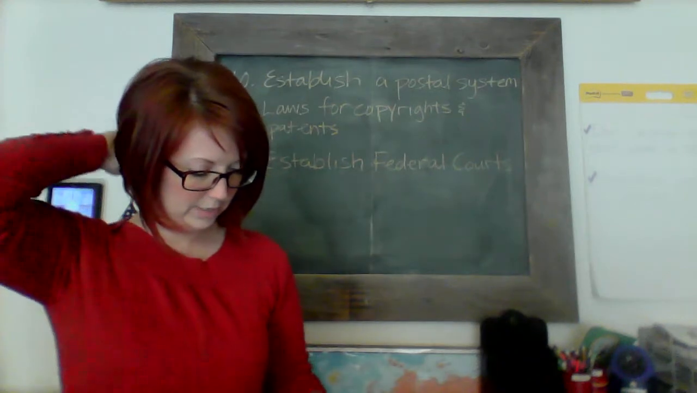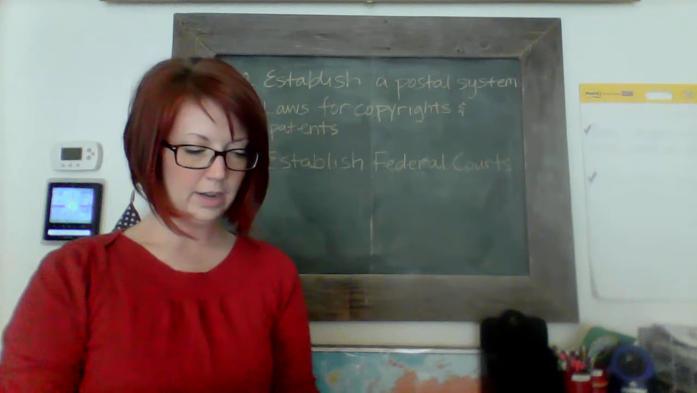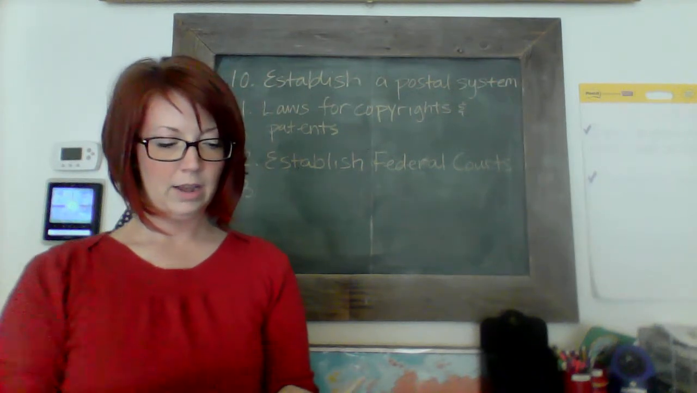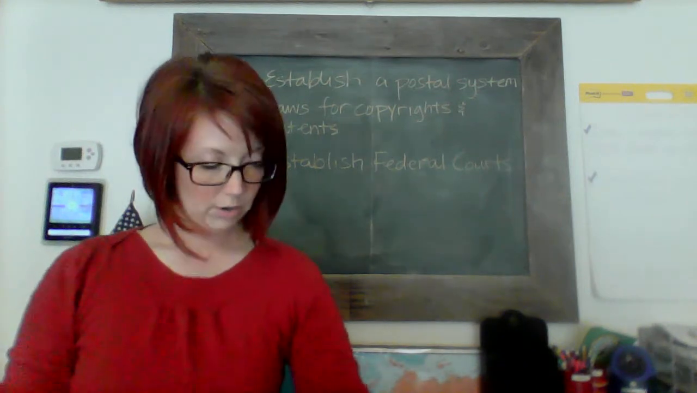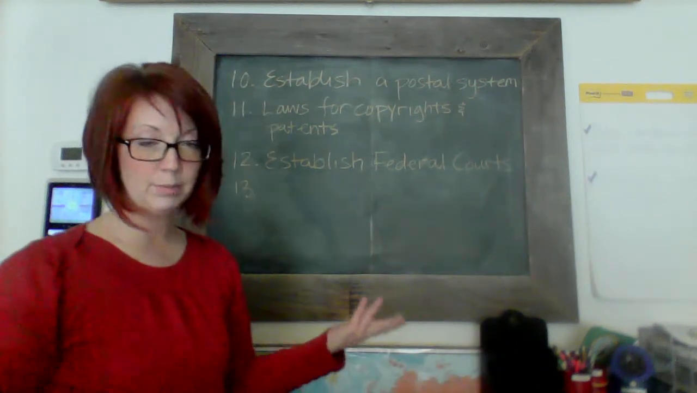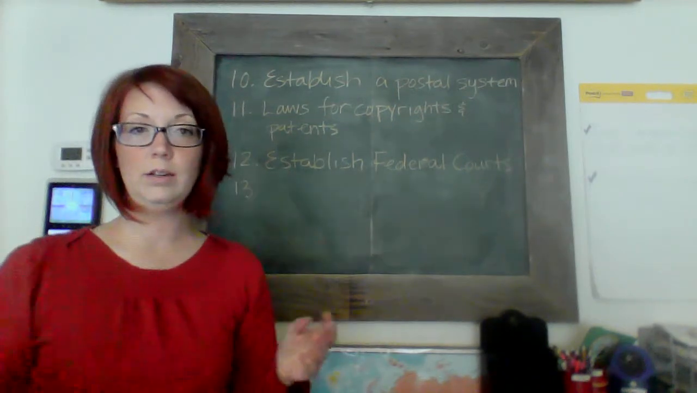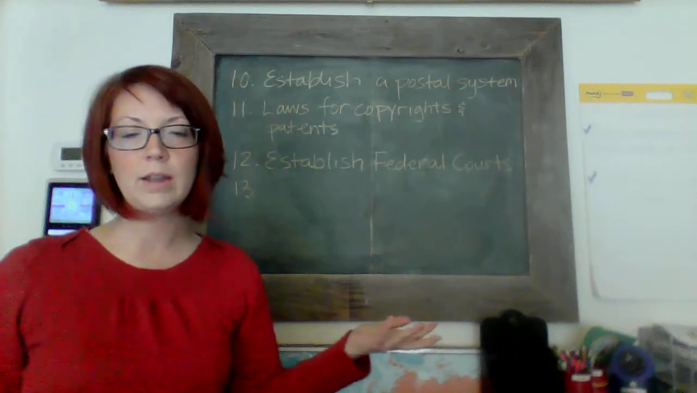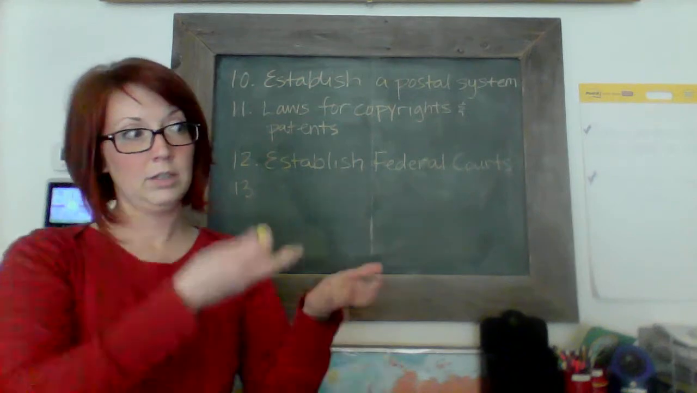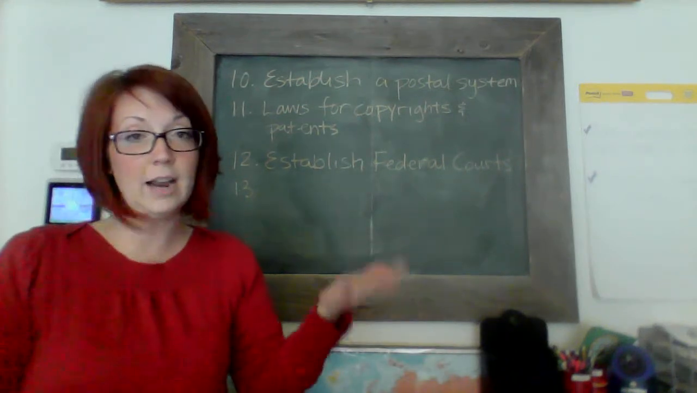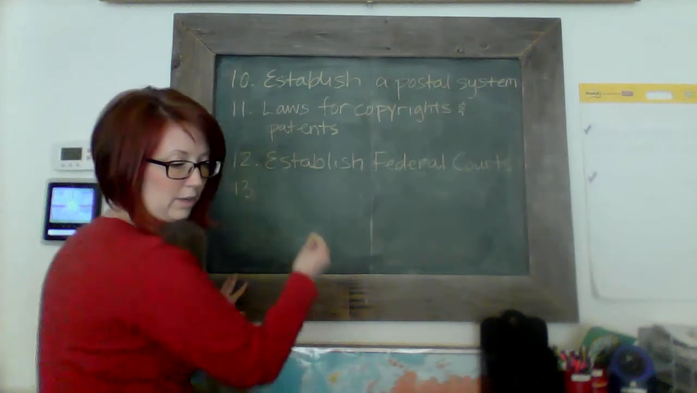Right, number 13. To define and punish piracies and felonies committed on the high seas and offenses against the laws of nations. Okay, that makes sense. Punish crimes on the high seas. The high seas are not states' territory, so somebody has to regulate if a crime is committed on the high seas. A pirate comes and steals your ship or attacks you, whatever. So somebody has to punish that, so that's another power of Congress.